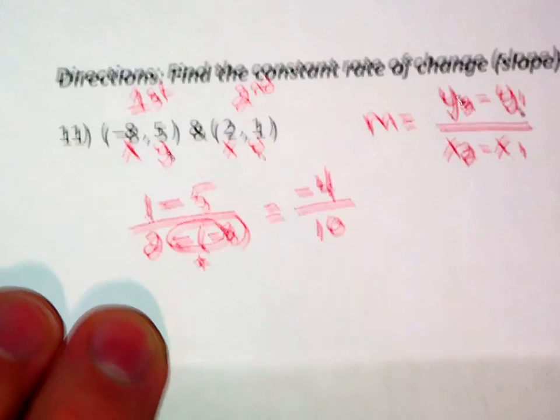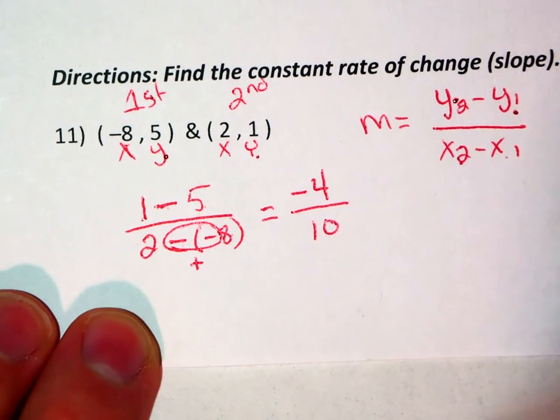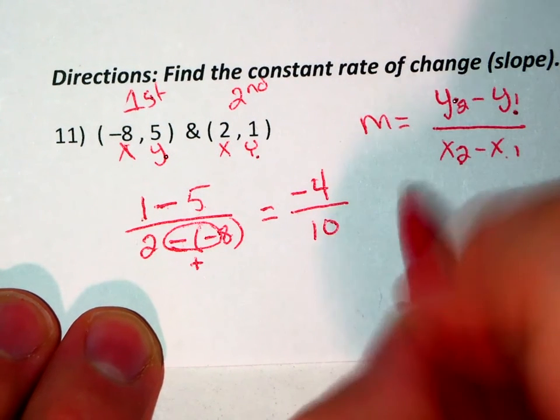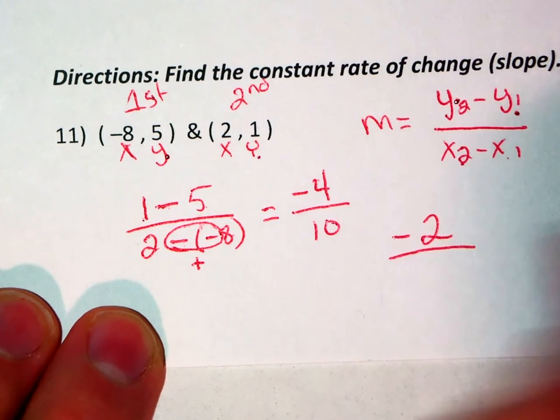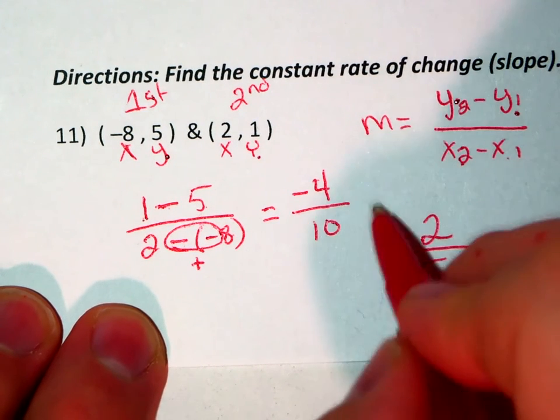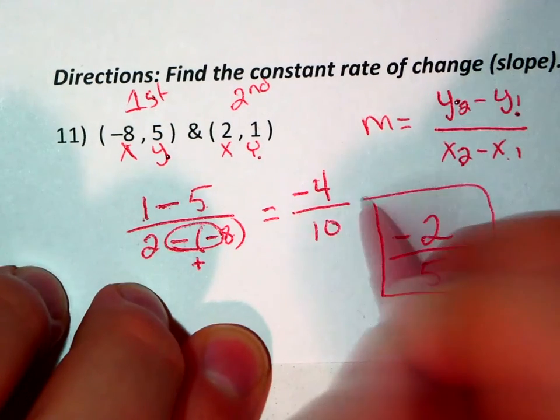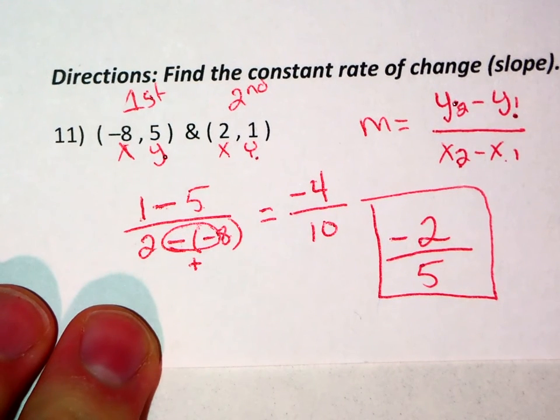Now I have two even numbers, so they're both going to be divisible by 2. Negative 4 divided by 2 is going to be negative 2. 10 divided by 2 would be 5. So my m is going to equal negative 2/5.